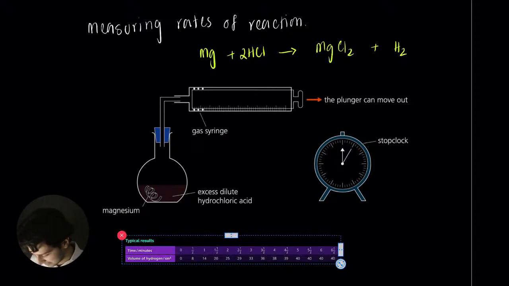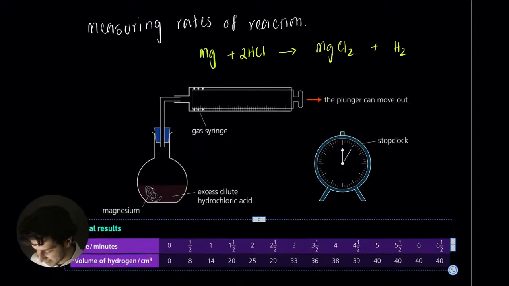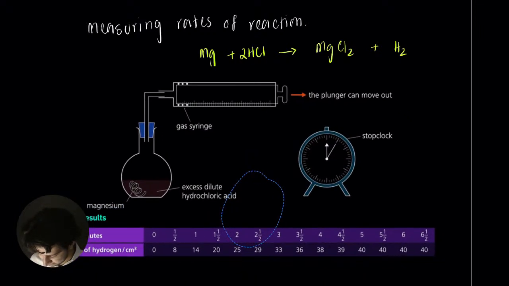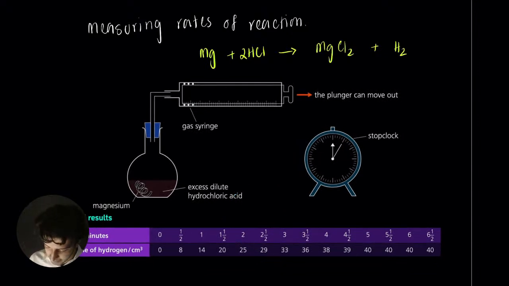And this is typical results. So time in minutes, every 30 seconds, I jotted it on the table. As soon as this time happened, I would record. So at 0 time, there was 0 volume. Then I realized it's 8, it's 14, it's 20, 25, 29, 30, so on and so forth.